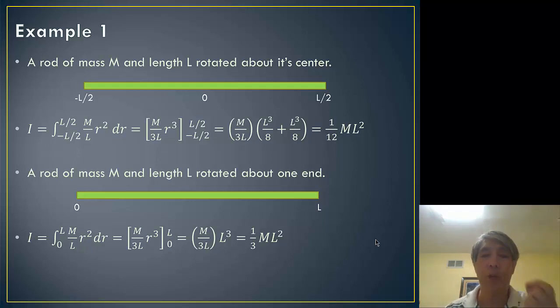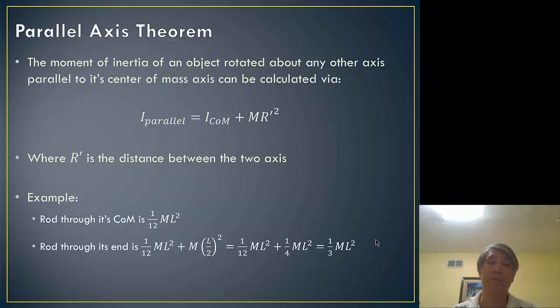When an object rotates about its center of mass, that's always going to be the smallest moment of inertia possible for that object. Everything else is going to be larger. And that brings us to the parallel axis theorem, because this is another way I could have calculated the moment of inertia rotated about the end.